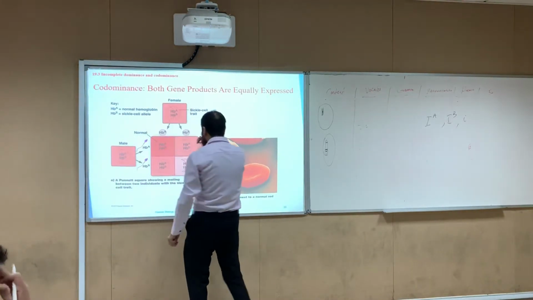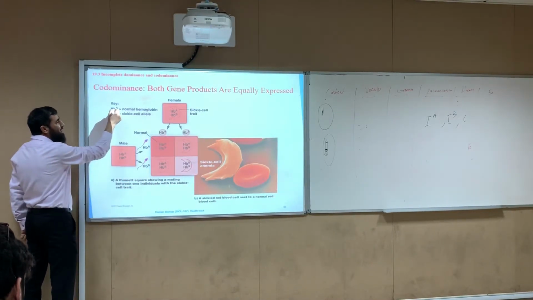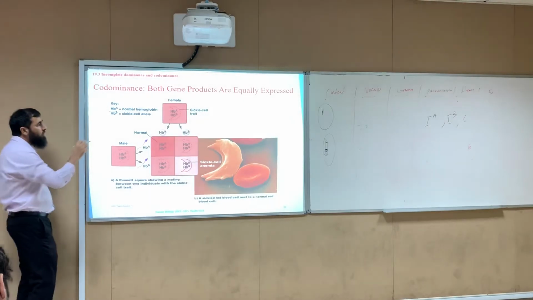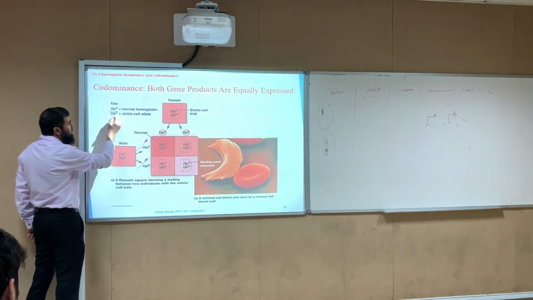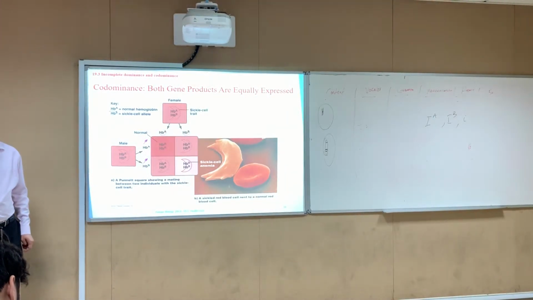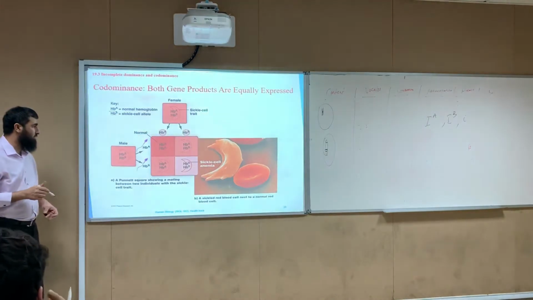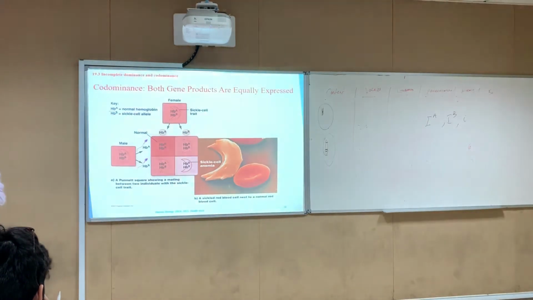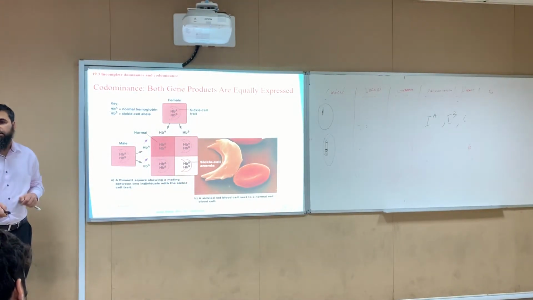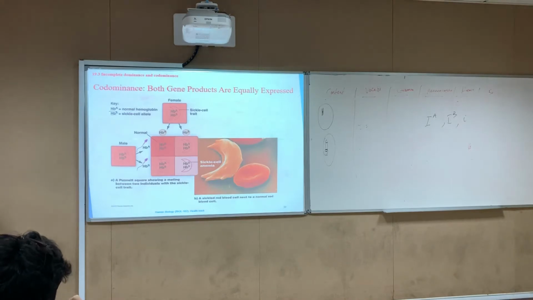If we have a look at this, the normal hemoglobin allele is denoted as HbA. The sickle cell allele, the mutation in the allele, is denoted as HbS. And to get sickle cell anemia, both of the alleles must be sickle cell.